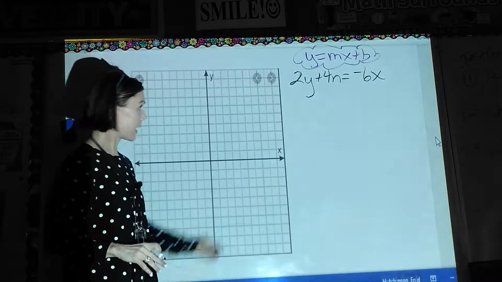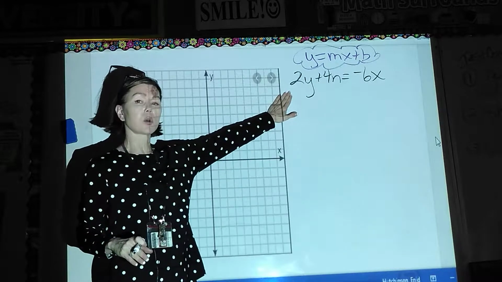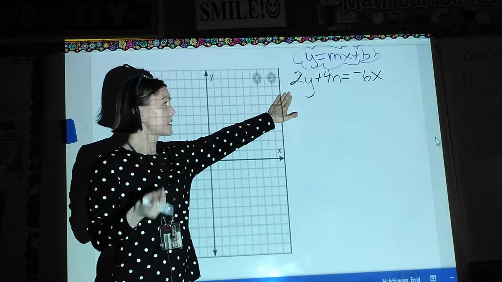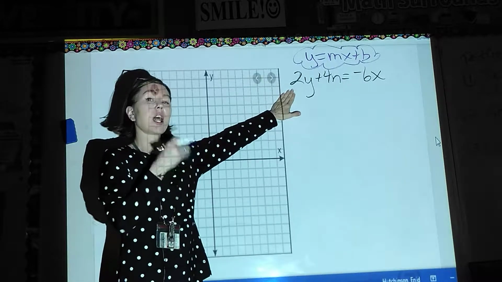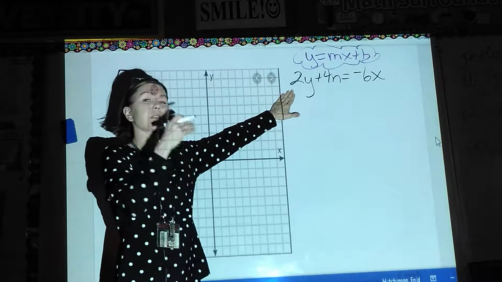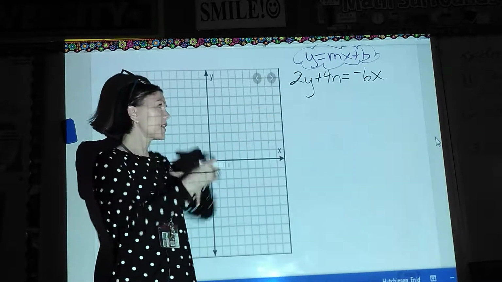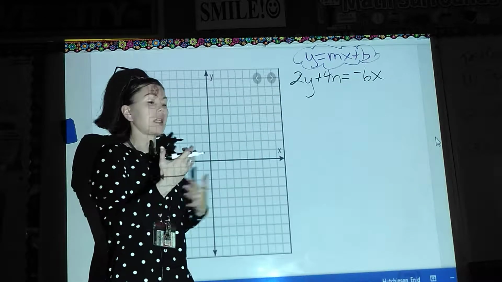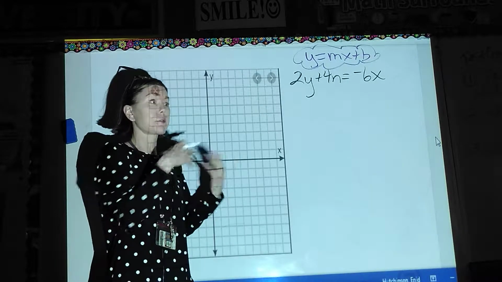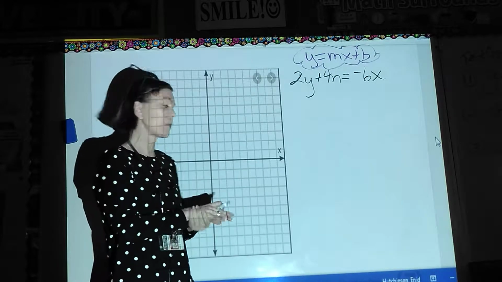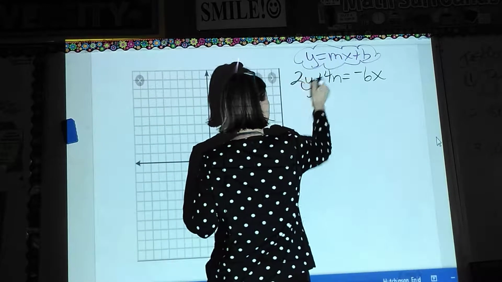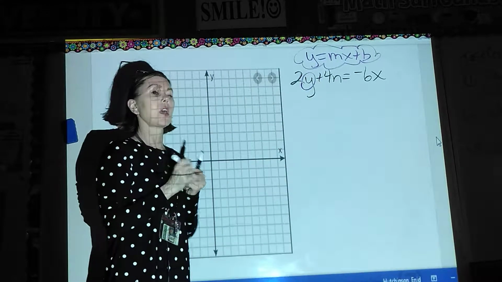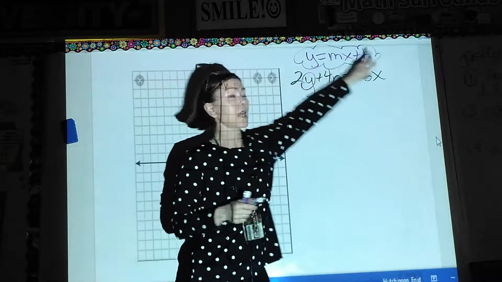Is this equation in y equals mx plus b form? Is this solved for y? No. So when you see an equation like this, you first have to solve for y, and then you can graph it. So we really need to work on our solving for y skills, okay? So if we're solving for y, that means we need to get this y all by itself so that it looks like this, y equals mx plus b.